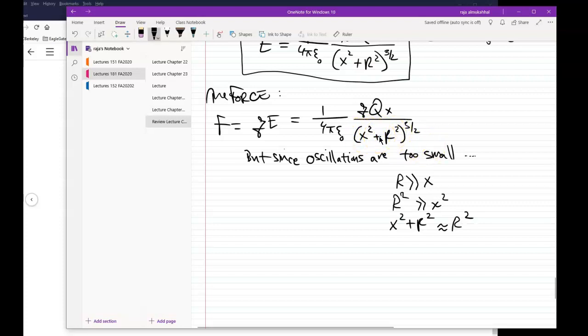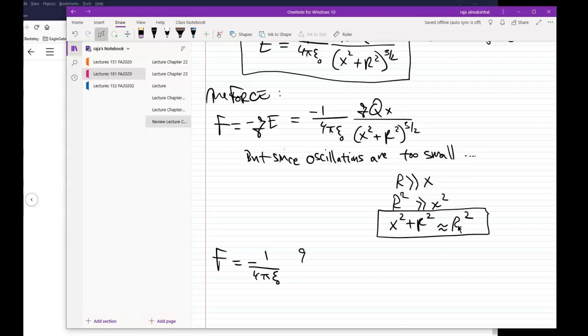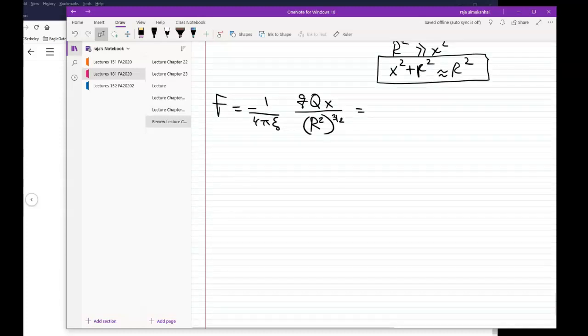Okay? So when I do that, what do I get? I want to use this approximation to work out this one. So in this case, I'm going to have F. Again, I am excited to put that minus sign just because it's restoring, so I'm going to put that minus sign there. I'm going to take that and put it in here with this approximation. So I'm going to get 1 over 4 pi epsilon naught times q Q x over (r squared) to the 3/2. This gives me, let me put it in another page here.